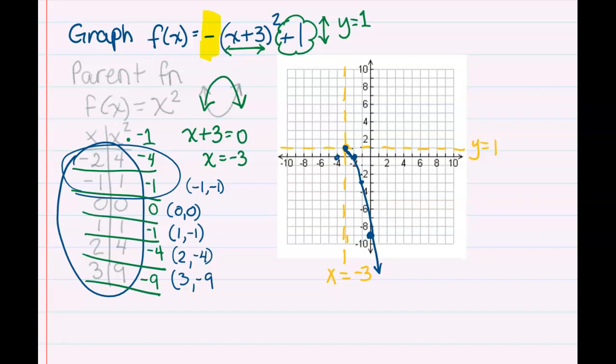And one of the things I want to remind you is that our parent function is even. That means that what we see on the left is what we'll see on the right. And we can see that our x is equal to negative 3 is our axis of symmetry. You'll hear me call it AOS, but it is the axis of symmetry.